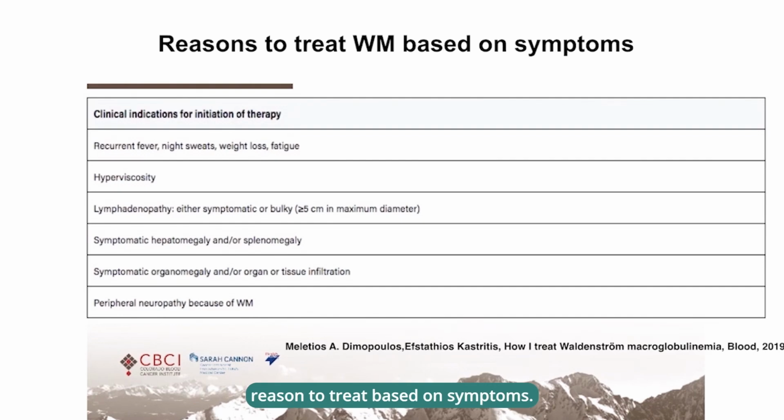Hyperviscosity would be a reason to treat based on symptoms, and the symptoms again are nosebleeds, shortness of breath, confusion, visual disturbances. If patients have very large lymph glands or a big spleen or big liver from the WM, we treat those patients. And then if they have neuropathy that's moderate to severe, we treat those patients.